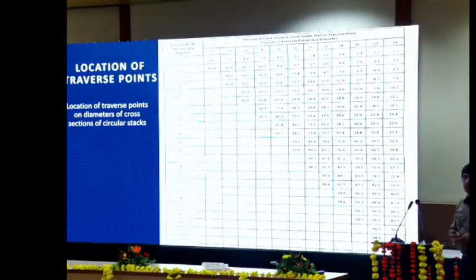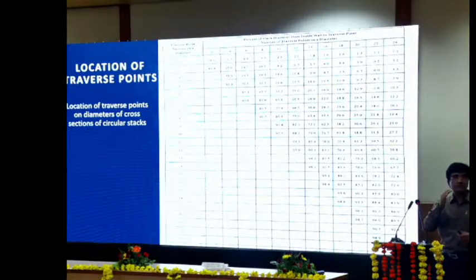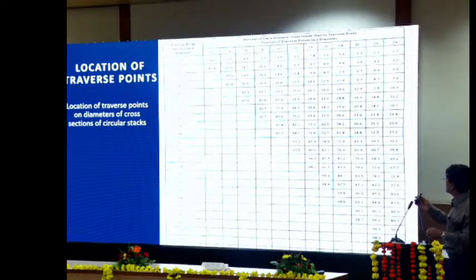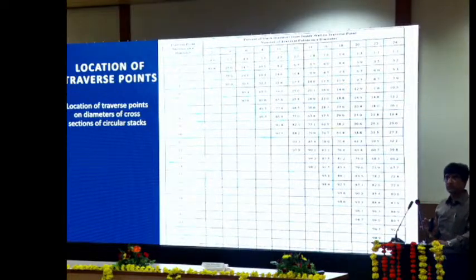Now in order to know what are the distances of various traverse points from the wall of the chimney, a chart has been given by CPCB regulation part 3. How many of you have gone through that CPCB regulation part 3?